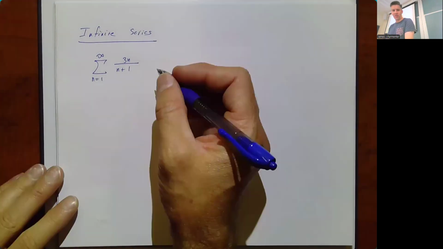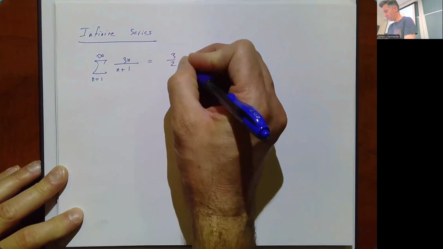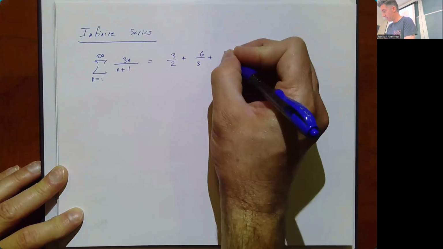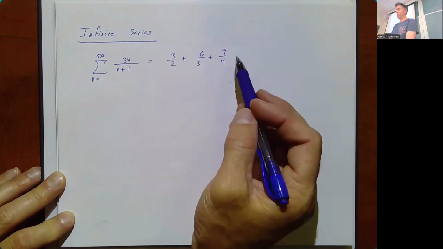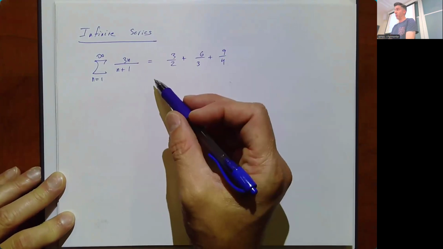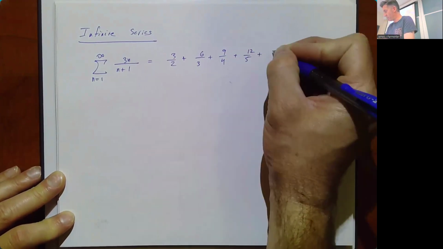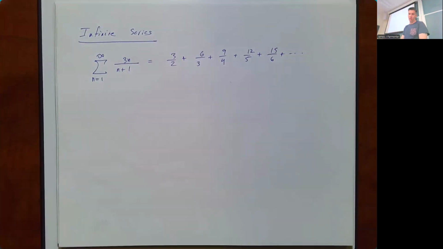So if I start writing this out, here are my terms. I'm going to get 3 over 2 plus 6 over 3 plus 9 over 4. The way I'm writing this pattern out is just by increasing the numerator by 3 every time and increasing the denominator by 1 every time. So we need 12 over 5. And I don't really need to write more terms. It's not super helpful. That's what's going on here.